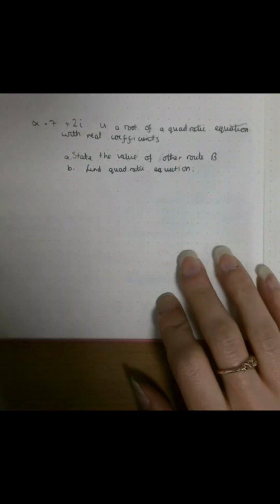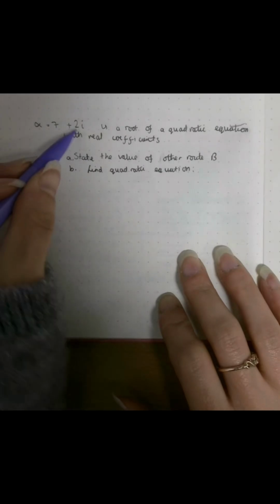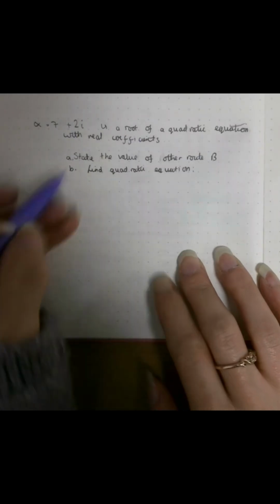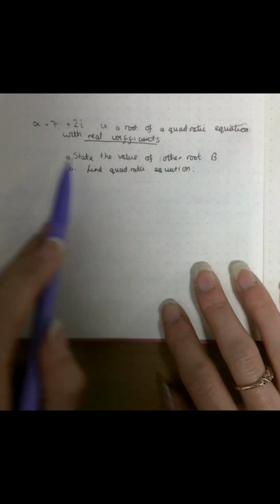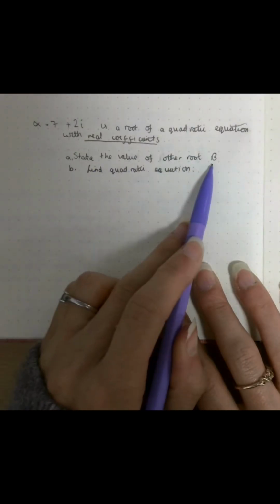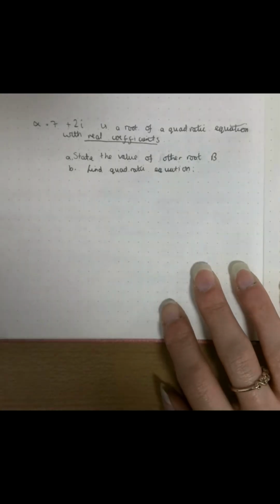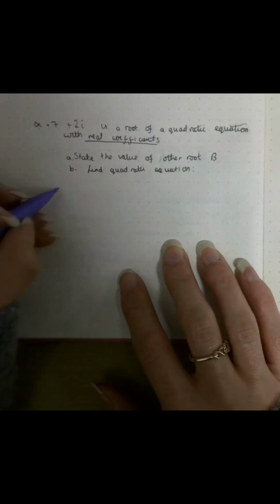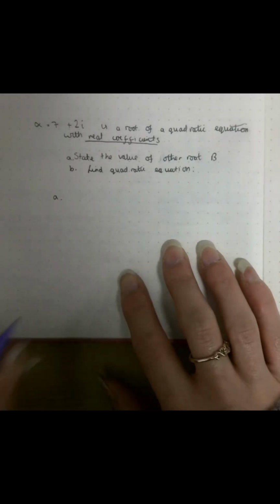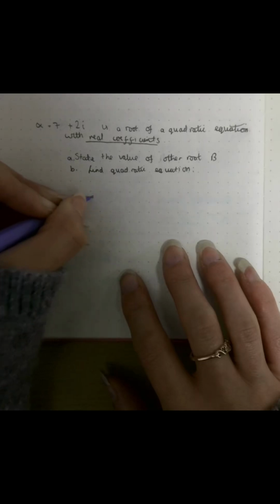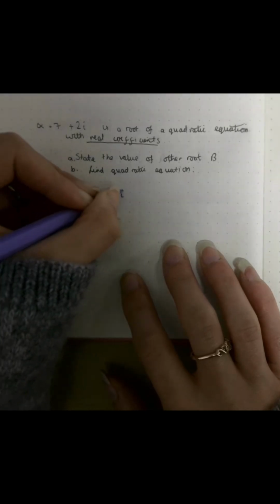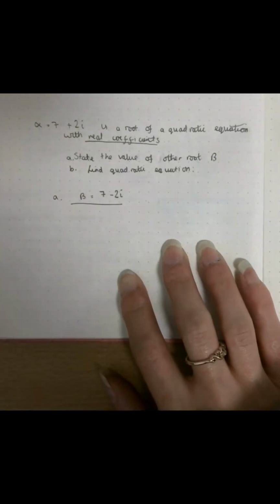It says alpha is 7 plus 2i, and that is a root of a quadratic equation with real coefficients. Part A is state the value of the other root beta, and part B is find what our quadratic equation is. Part A is really straightforward. We know if one of our roots is a complex number, the other root is just going to be its complex conjugate, and we've proved that before. So beta is 7 minus 2i.